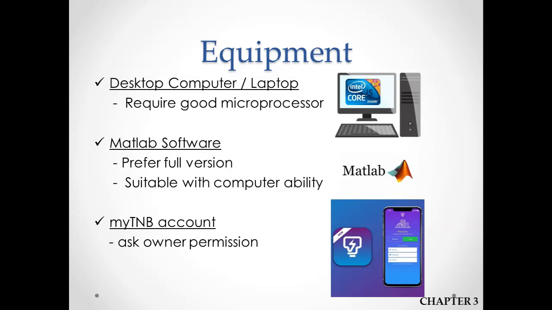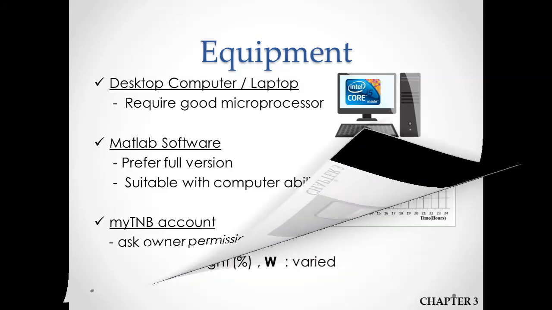By using M-script, we can simulate the complex ACO algorithm. Please use the full version for better results. Next, we need the MyTNB account. From the account, you can download the energy consumption data as a sample. Please ask permission from the owner first.